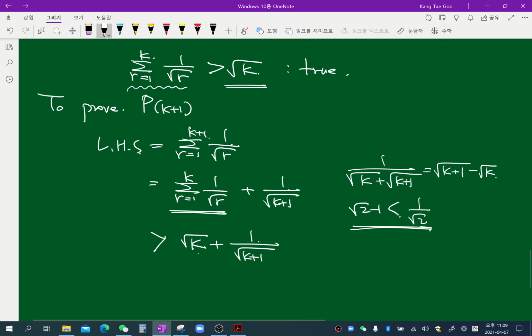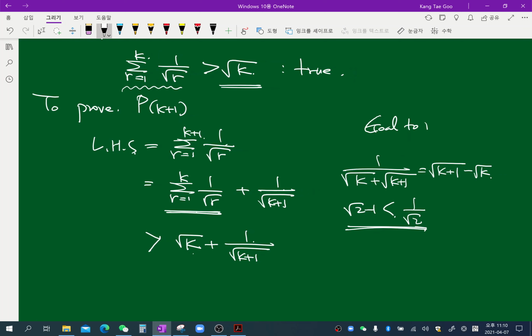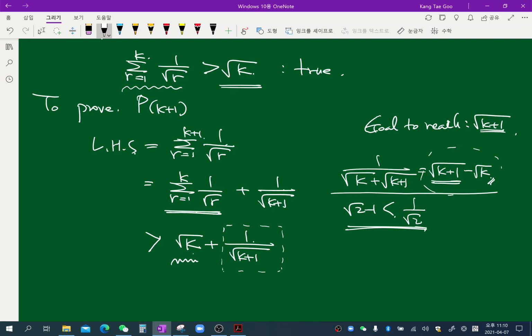And then our goal to reach is square root of k plus 1 on the right hand side, right? Oh yeah, we want to have this. We don't want to have this square root of k. In this formula, we have minus k. So if we can change this into this form, then minus square root of k plus square root of k can disappear, right? Then, in order to get this yellow color circle, what we need to have is this orange color, right?